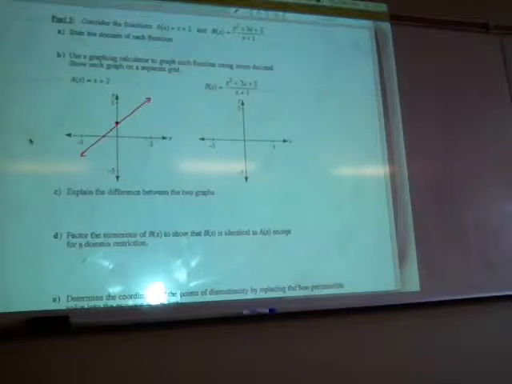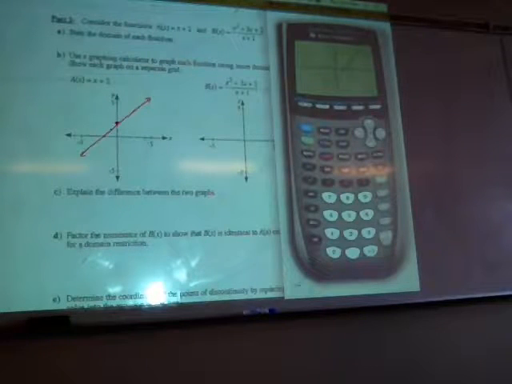Were there any discontinuities in the graph x plus 2? Do we have any restrictions? No, because we don't have a denominator. So this is just a line, no holes, no vertical asymptotes. Now let's graph (x² + 3x + 2) divided by (x + 1), so b of x.